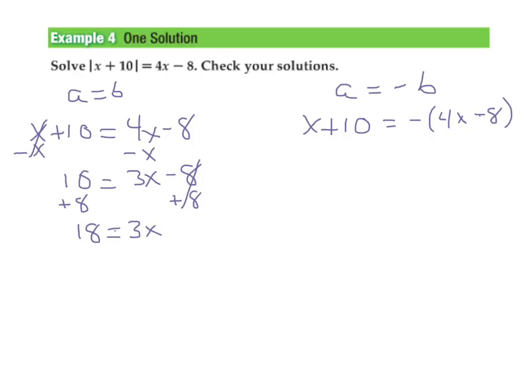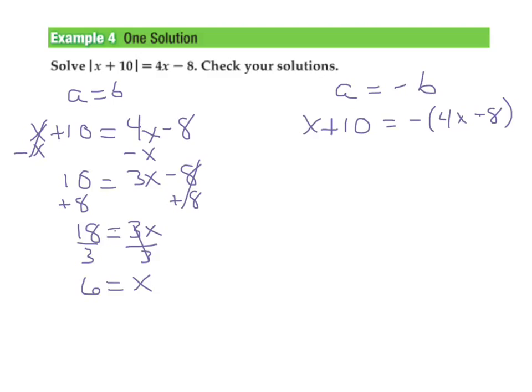We're multiplying x by 3. In order to get the x by itself, then we need to divide. So we're going to divide on both sides by 3. 18 divided by 3 is 6. 6 equals x. So we get first value, 6 equals x on case 1.